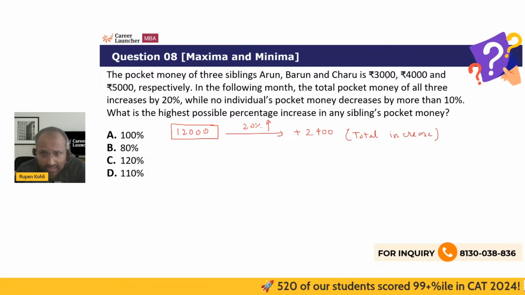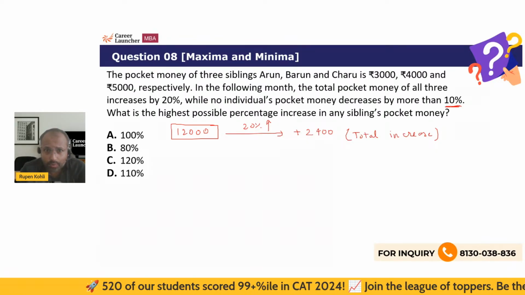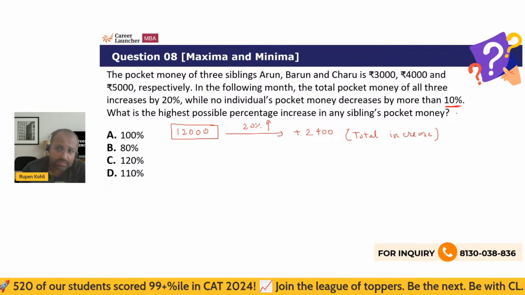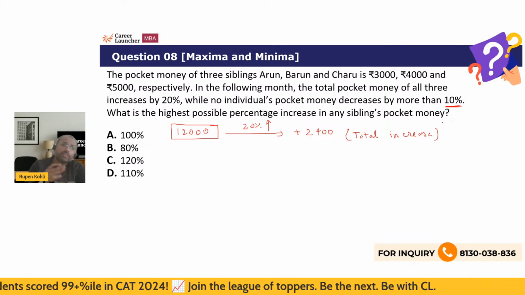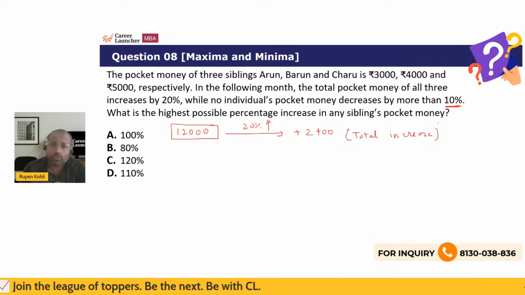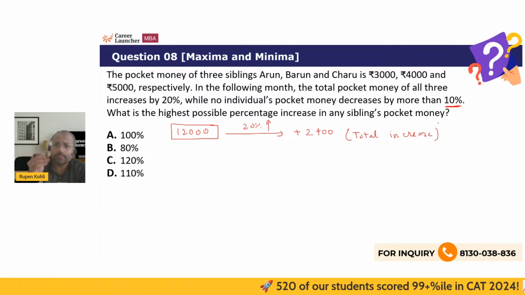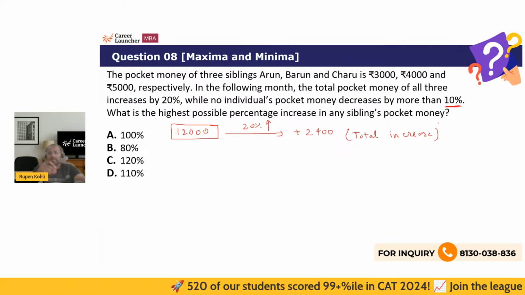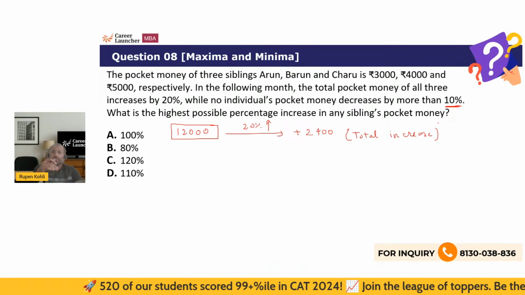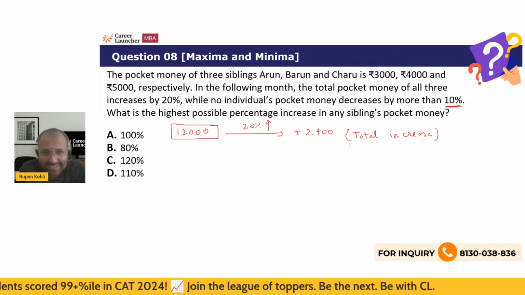So now we have one more constraint, that no individual's pocket money decreases by more than 10%. So we would want the other two children, Varun and Charu, to have the smallest possible pocket amounts. So this is the limiting factor. It cannot go down by more than 10%. So going down by 10% means the new pocket money has become 90% of the initial, right?